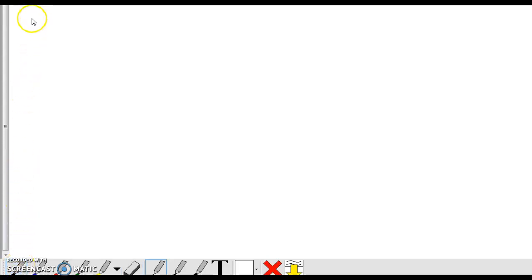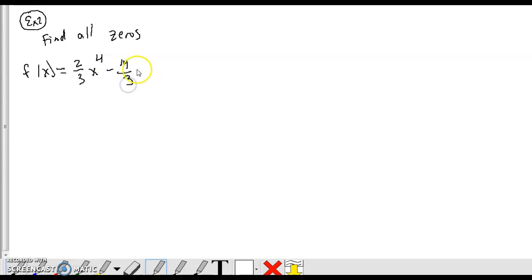Okay, so let's do another example of finding all of our zeros. So this will be example 2. So we're going to find all of the zeros. So here's our problem. F of x is equal to 2/3 x to the power of 4 minus 14/3 x cubed plus 20/3 x squared.